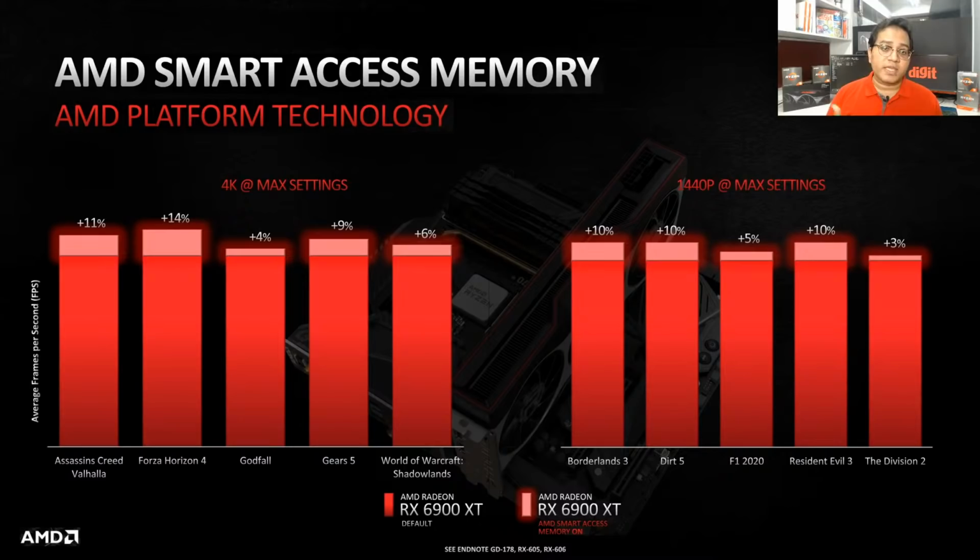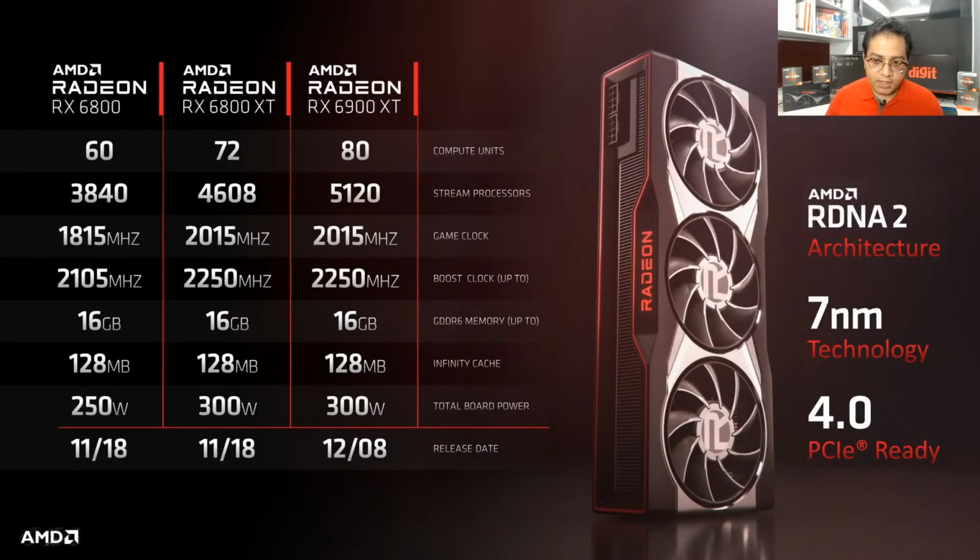So right now, in order to make use of smart access memory, you need a Ryzen 5000 series CPU, the right motherboard, which is a B550 or an X570, the right BIOS, which you'll find on the motherboard vendor's support page, and a Radeon RX 6000 series GPU. And with that, we end up on the last slide.